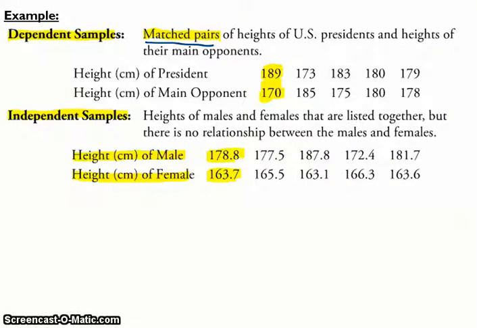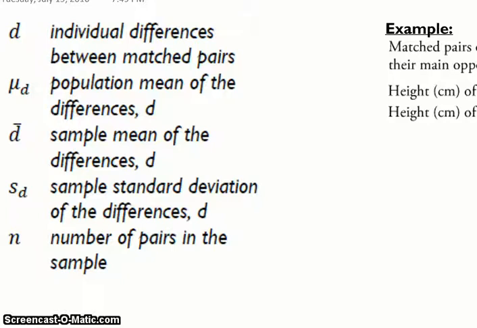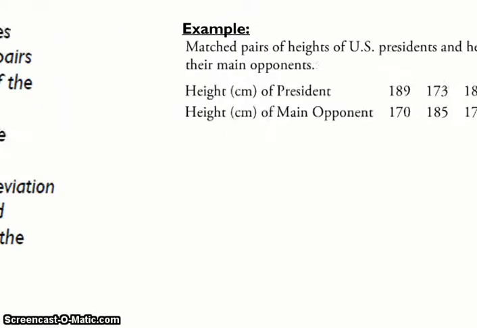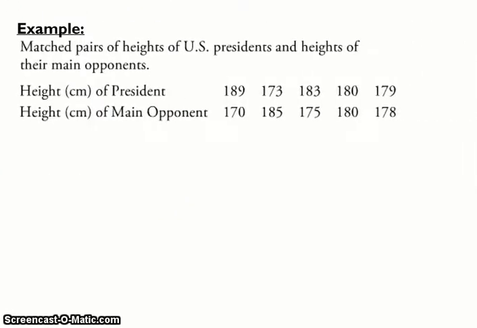In this section, we're going to cover two samples where the samples are dependent. A few new notations we're going to look at. The first notation is D, the individual differences between matched pairs. Mu sub D is the population mean of the differences, the D's. D bar is the sample mean of the differences. S sub D is the sample standard deviation of the differences, and N is the number of pairs in the sample. Let's look at this example and figure out what each of these means.